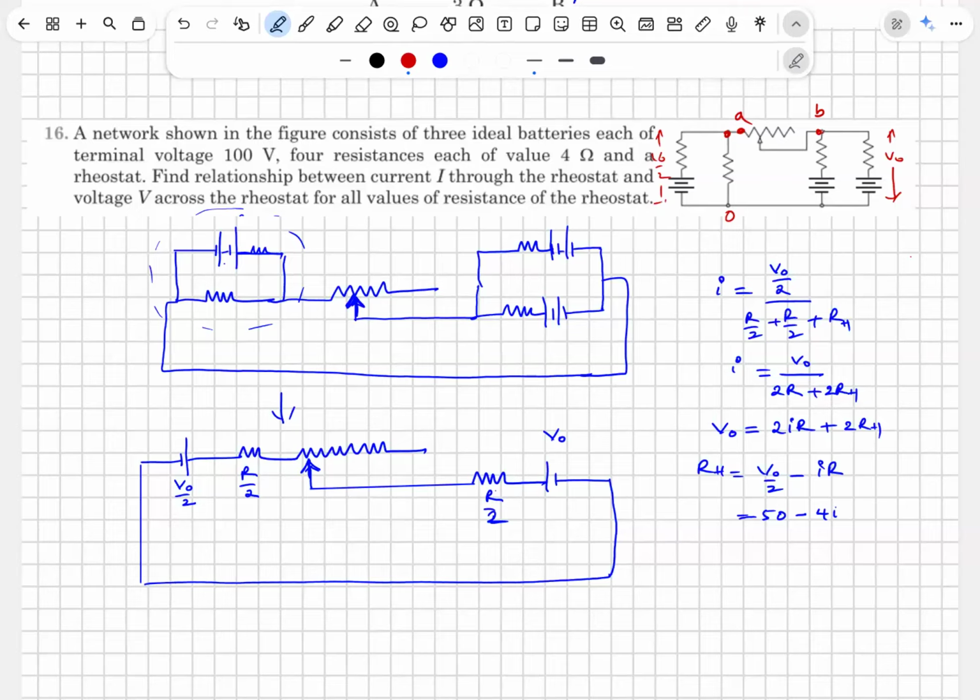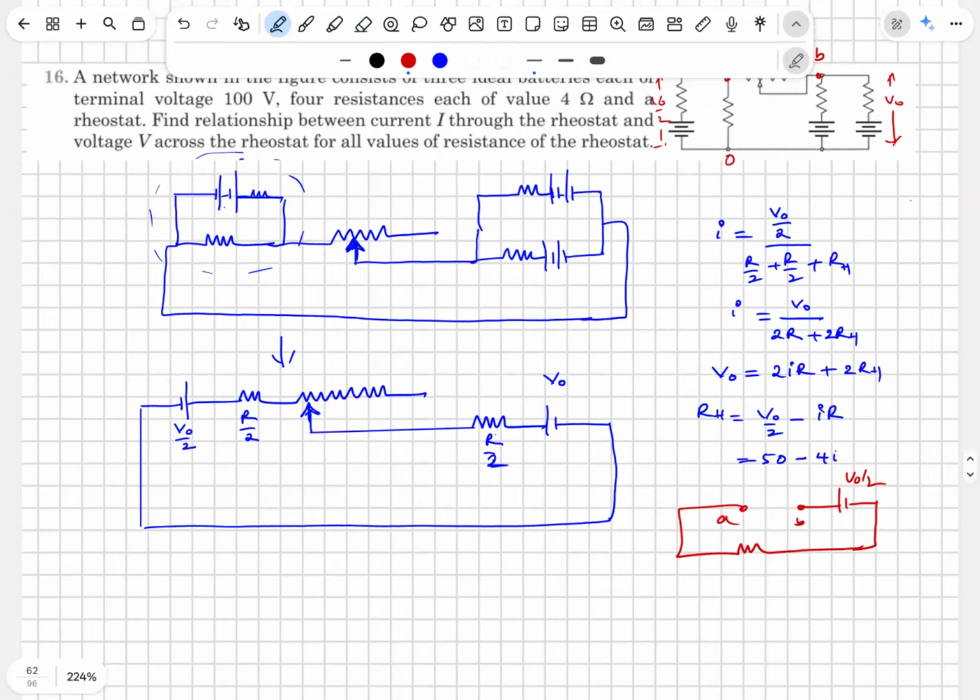What is the resistance across AB? Remove the batteries, keeping their internal resistance. So that will be R by 2 plus R by 2, which is R. R Thevenin. Finally, across A, B, E Thevenin is V naught by 2, and R Thevenin is R.